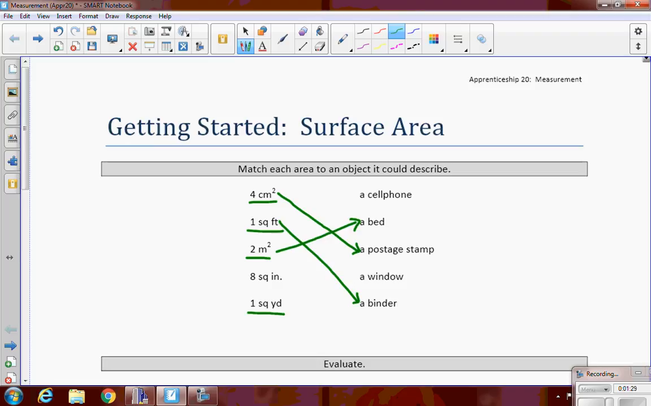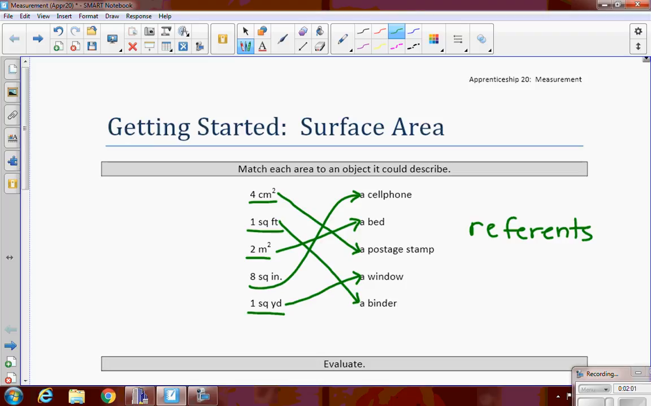If I go down to the bottom, the 1 square yard, 1 square yard again is similar to that size. It's a little bit smaller, but 1 square yard would probably be the size of an average window. And 8 square inches would probably best be represented by a cell phone. So all of that knowledge, these are called what we would deem reference, where we would have some kind of estimation on the thing we're thinking about.